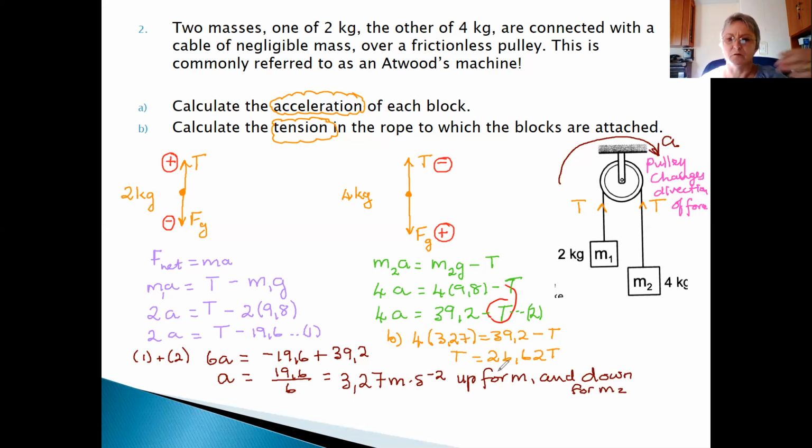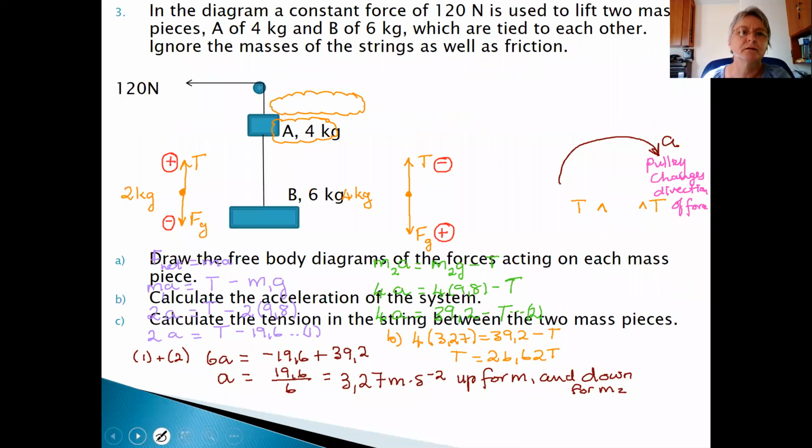Right, so we moved from one unknown in question 1 to two unknowns in question 2. Ready for the next challenge? Right, just clear all those.